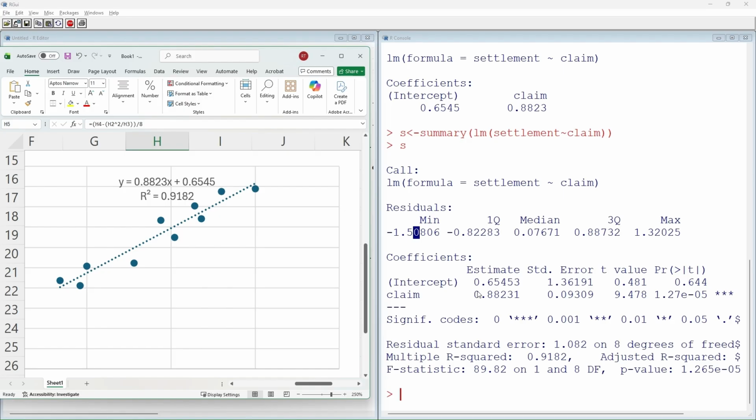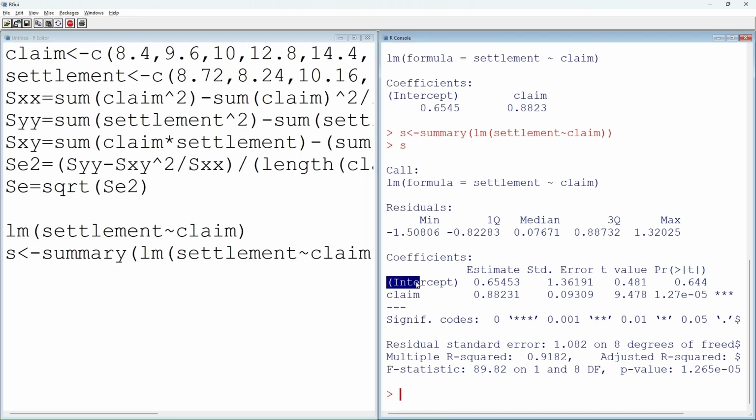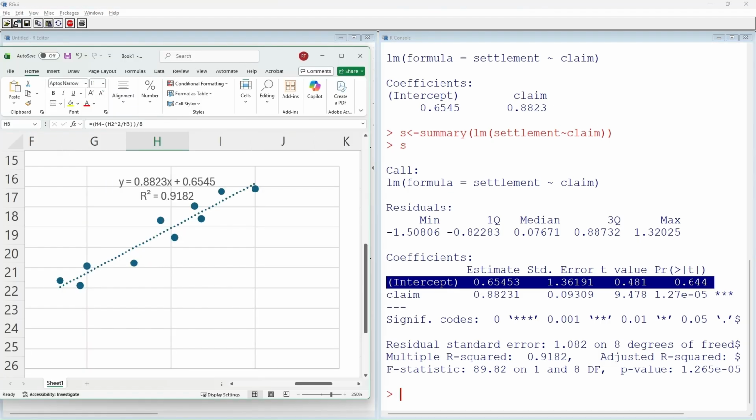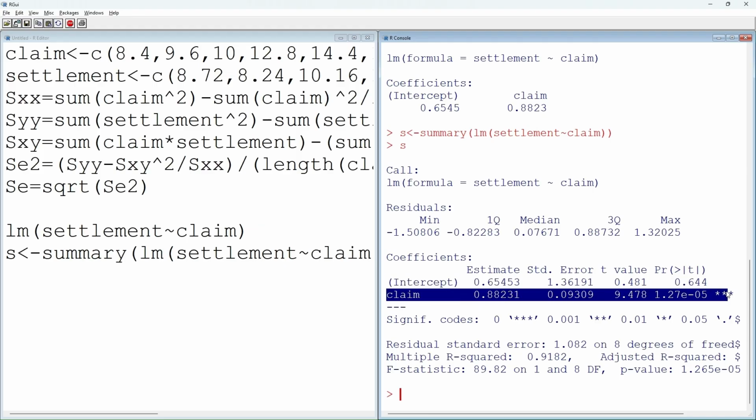Then you have these different estimates. It's very important to understand that generally we don't pay too much attention to the estimate that we have here. You will remember that we obtained B as 0.8823 and A as 0.6545. These are the values reproduced here. This is the estimate for the intercept A, and the estimate of B. The value of B is what you see here for claim, the regression coefficient. We won't pay too much attention to that one, but we will focus mainly on this part here.